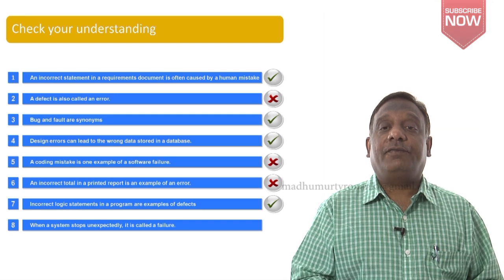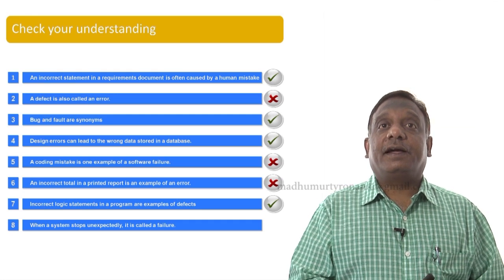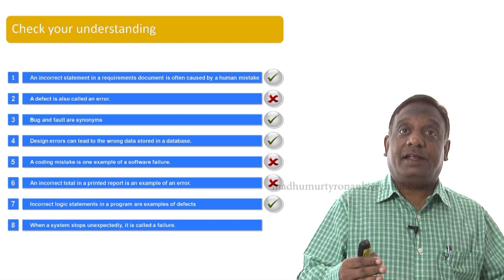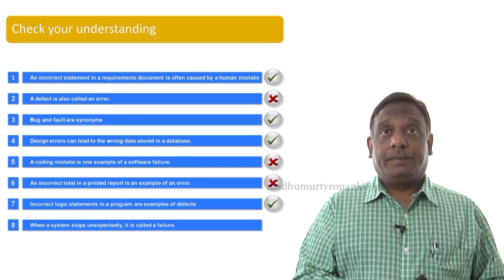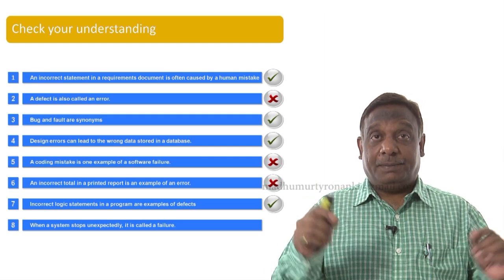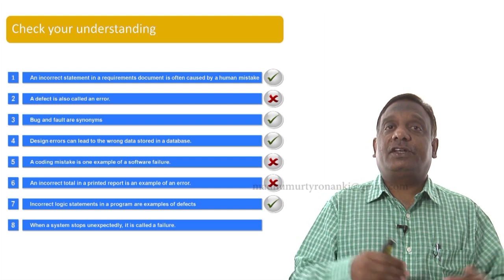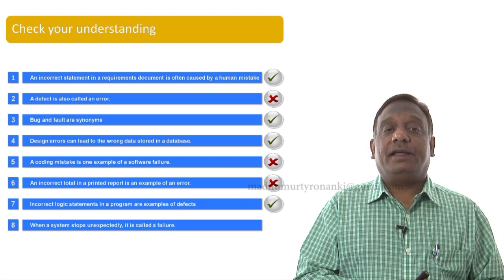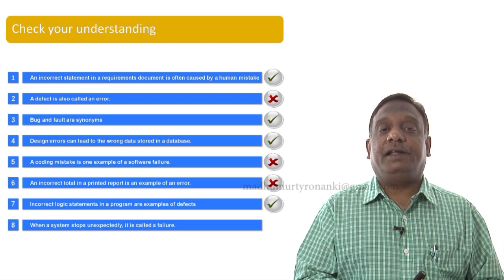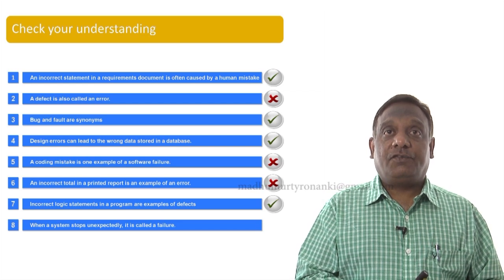It is an example of a defect. So it is a correct statement. Why is this defect occurring? Because a programmer has mistyped the statement there. So the eighth statement, let us read it. When a system stops unexpectedly, it's called a failure.